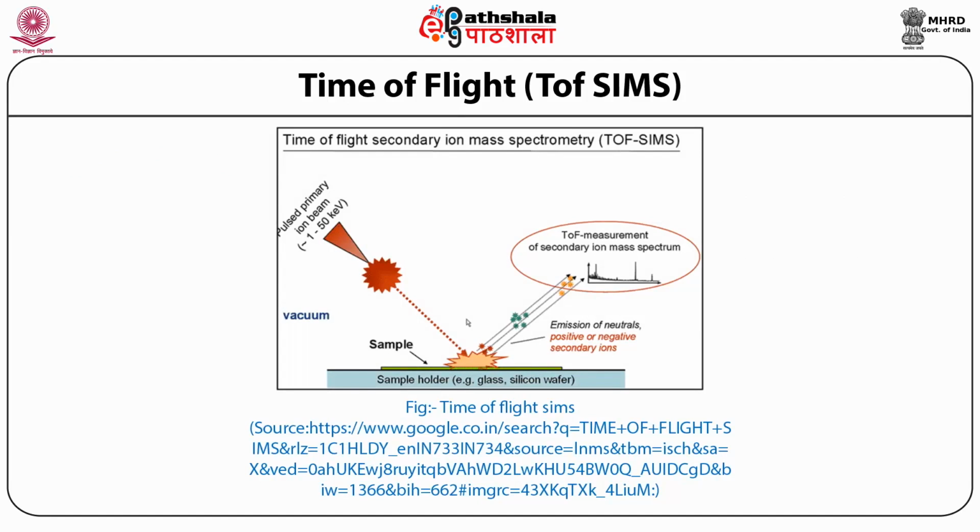Here it shows how a primary ion beam in the region of 1 to 50 kilo electron volts is focused on the sample and how time of flight measurements of the secondary ions which are liberated are carried out. Emissions of neutrals and positive or negative secondary ions will emerge from here and are measured.